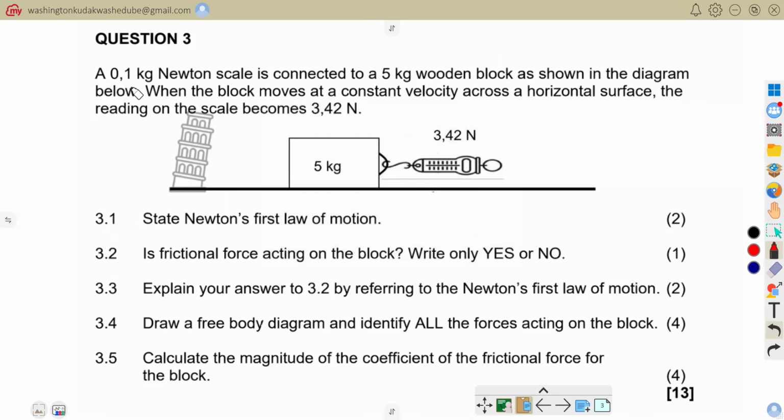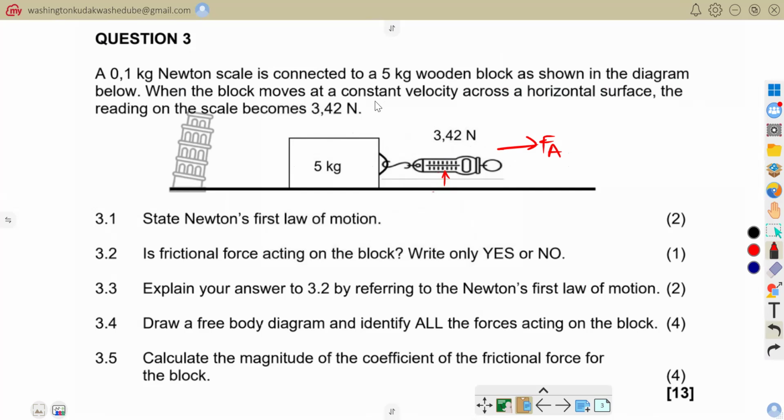The question is saying a 0.1 kg Newton scale, I'm sure this is the Newton scale, is connected to a 5 kg wooden block, and this is the block as shown in the diagram below. When the block moves at a constant velocity across a horizontal surface, the reading on the scale becomes 3.42 newtons. So they are simply telling us that there is some applied force on this block. This is the reason why there is a reading of 3.42 newtons. So the force that is acting towards the direction of the scale is equivalent to 3.42 newtons.